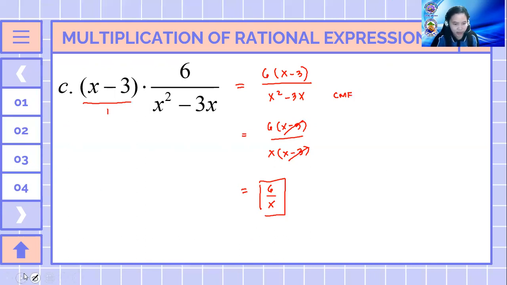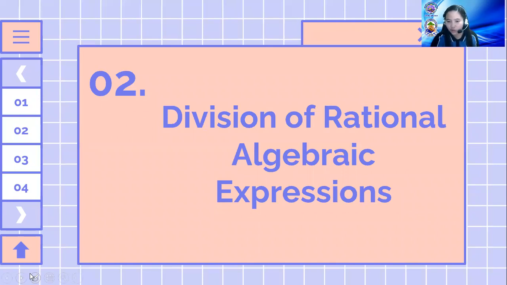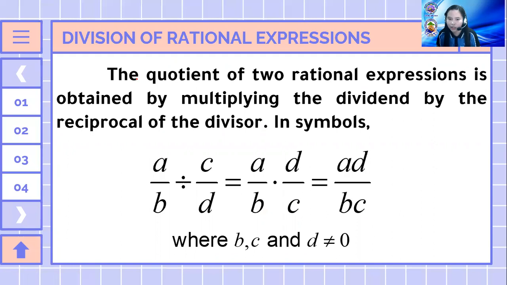Okay? Next, let's proceed with the second part, which is the division of rational algebraic expressions. Now, we have to familiarize ourselves first with the multiplication before we proceed with division. So make sure everything is clear with the multiplication. Okay? Now, for the quotient of two rational expressions, we will obtain the quotient by multiplying the dividend by the reciprocal of the divisor. It is the same as the process of division of simple fractions. So to find the quotient of the simple fractions, you have to find first the reciprocal of the divisor, then proceed with multiplication. If you still remember, we have the keep, change, and flip.